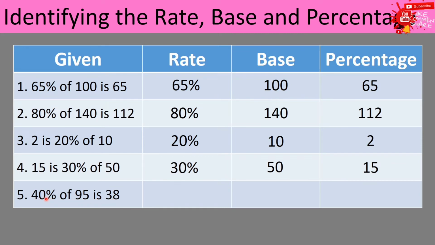So, automatic, we have the percent sign that will be the rate, 40%. Then, ito yung number na katabi ng off. So, therefore, yung 95 yung base natin. And ito yung number na katabi ng is. So, automatic, ang percentage natin ay 38. So, that's the shortcut how we identify rate, base, and percentage.